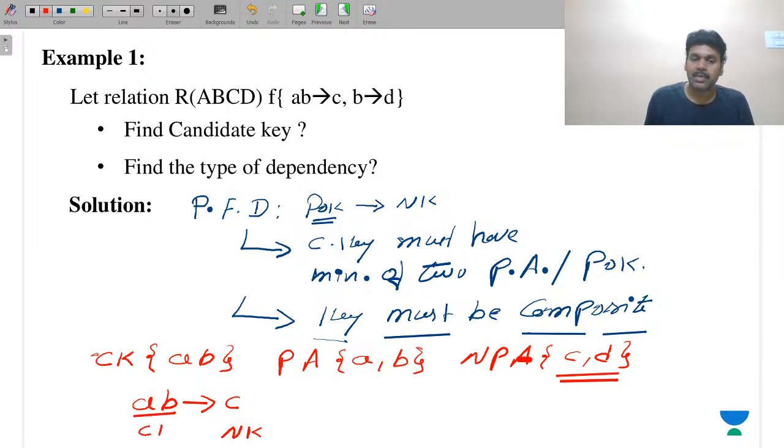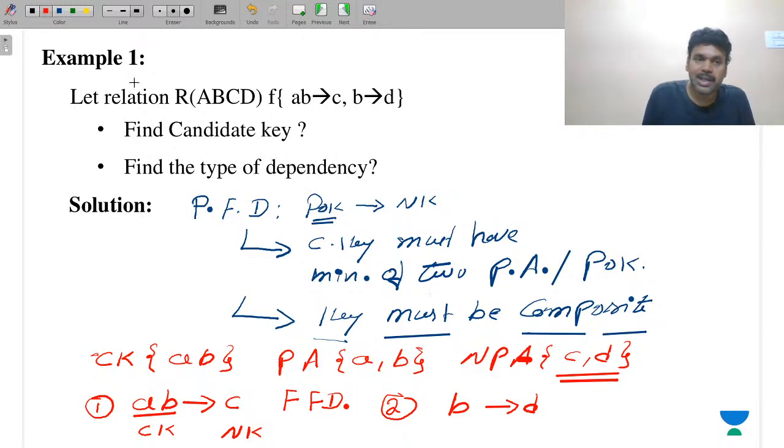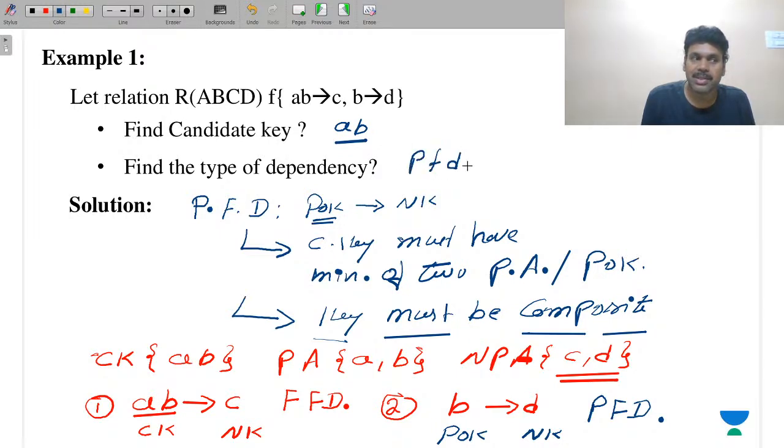A non-key depends on your candidate key, so directly you can say it is fully functionally dependent. The second production is B implies D. Here B is one part of your key, and D is a non-key. So we can confirm it is not fully functionally dependent; it is a partial functional dependency. As your candidate key is AB, what is the type of dependency you have? Partial functional dependency.